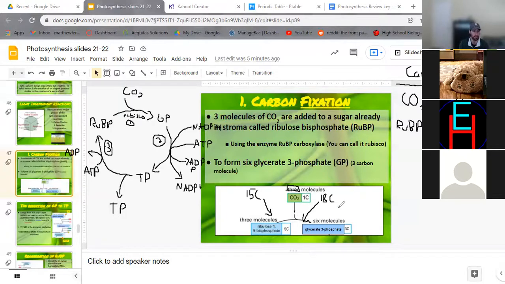but each of those will break in half. And so that will result in 6 3-carbon molecules called GP. GP is a 3 carbon molecule. So I had 15 carbons in the form of 3 RuBP. I added 3 1-carbon molecules in the form of carbon dioxide. And that ultimately results in 18 carbons in the form of 6 GPs. Everyone on board so far? Yeah. Anyone not on board?